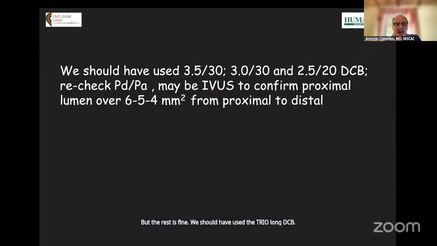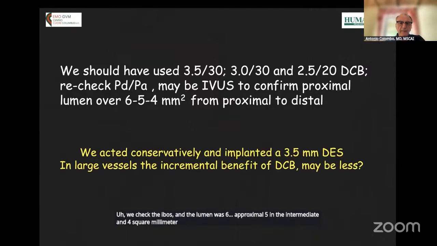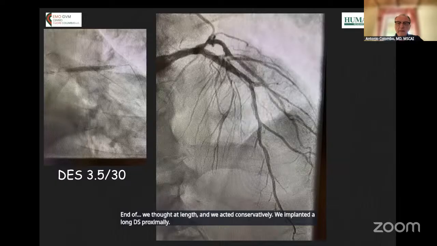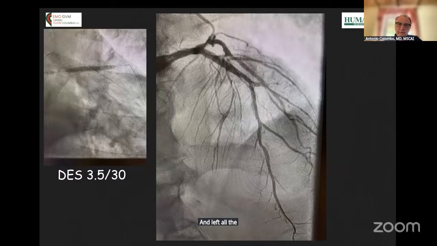We checked the IVUS and the lumen was 6 proximal, 5 in the intermediate, and 4 square millimeter distal. And we thought at length and we acted conservatively. We implanted a long DES proximally and left all the other with DCB, which is an acceptable approach.